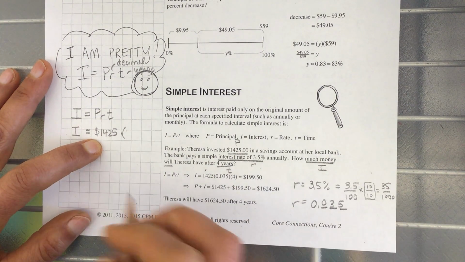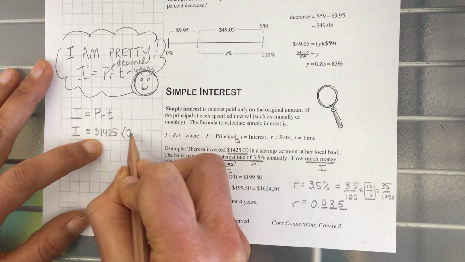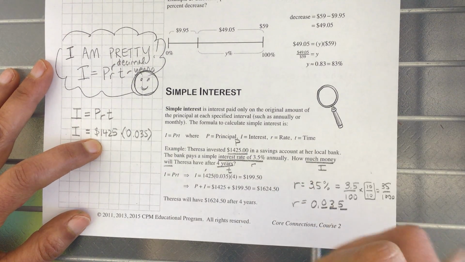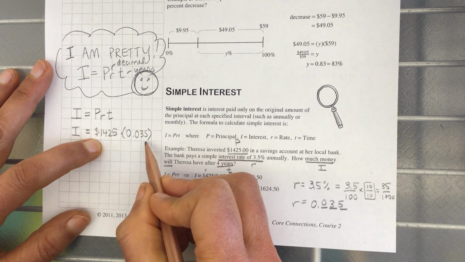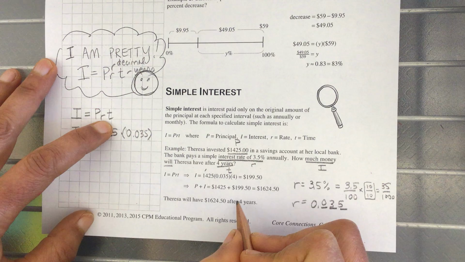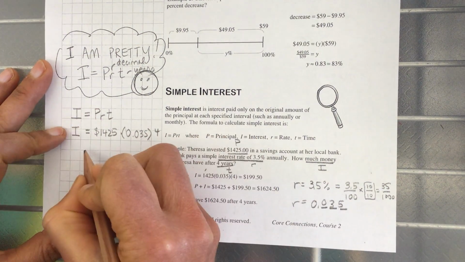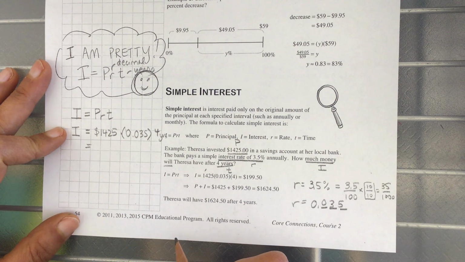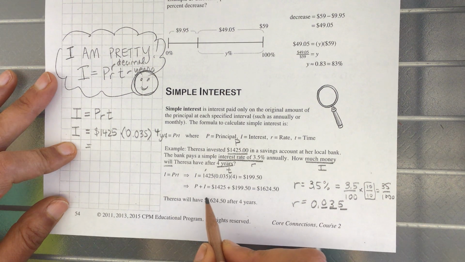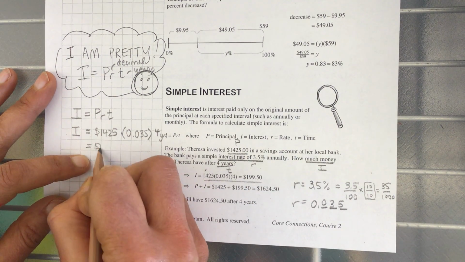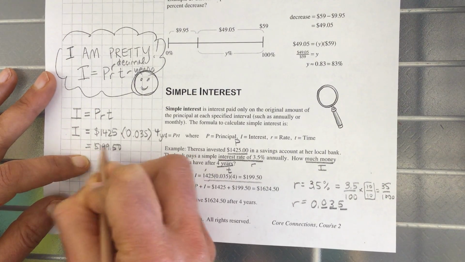And we can practice more with this later, so don't be too worried about that. So 0.035. It's a really good idea to get into the habit of using decimal talk. Decimal talk is, instead of saying 0.035, like what I just did, saying this is 35 thousandths. And then the time was 4 years. And after you're done, you would multiply that all out, and you're going to get $199.50 interest.